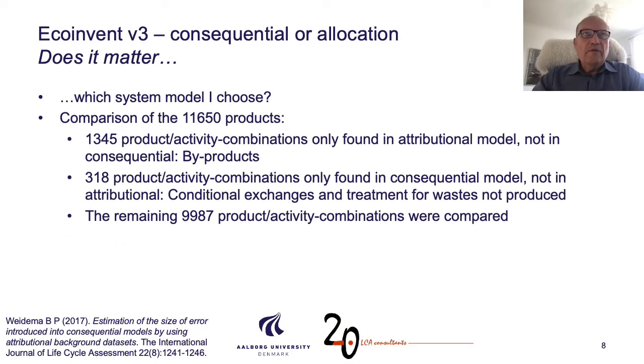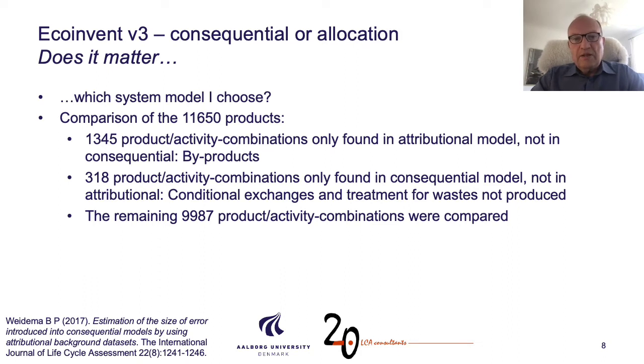In the comparison of the 11,650 products of the Ecoinvent database at that point in time, 1,345 of these products were only found in the attributional model and not in the consequential. That was mainly byproducts, which are not relevant in the consequential version. Then there are 318 product activity combinations that were only found in the consequential model and not in the attributional. That was mainly conditional exchanges and treatments for wastes that are not produced.